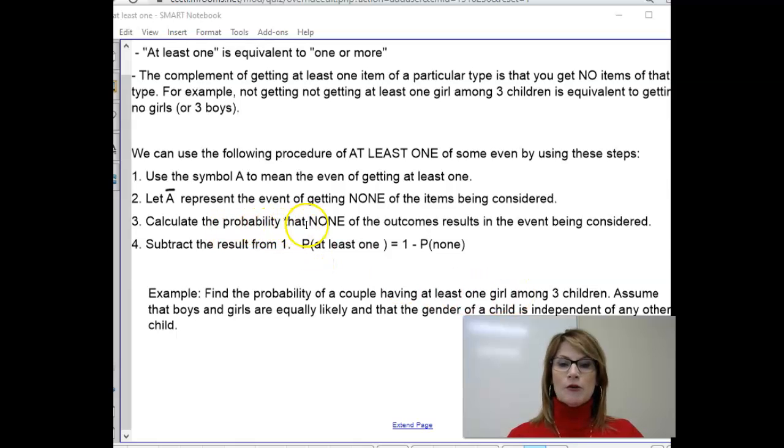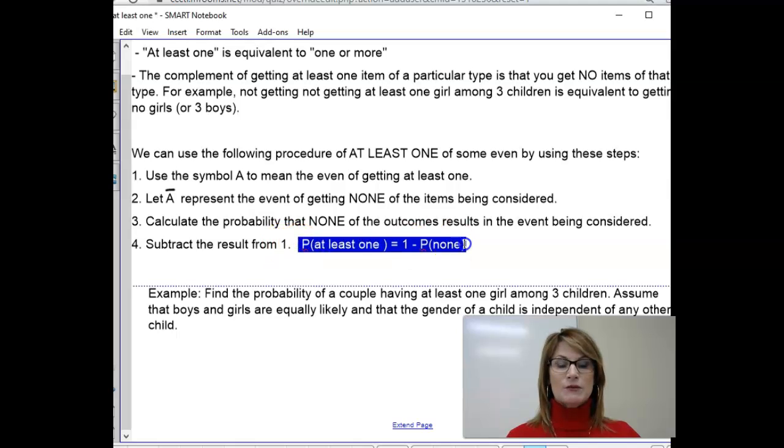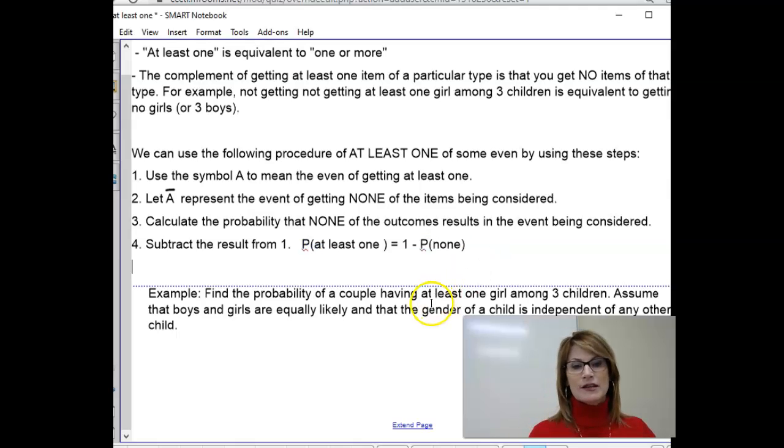So to calculate the probability that none of the outcomes is being considered, we would subtract from 1. At least 1 is 1 minus the probability of none. This is the most important part. The probability of at least 1 is 1 minus none.